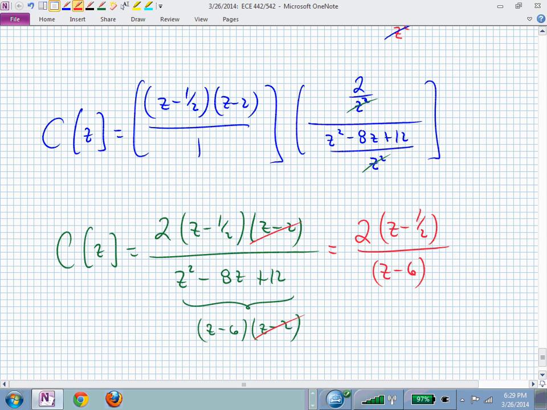Do you see anything interesting here? An unstable pole. But our system was unstable, wasn't it? Here's where two wrongs make a right. We have an unstable plant, an unstable controller, and we end up with a stable system. Sometimes you have to have that.